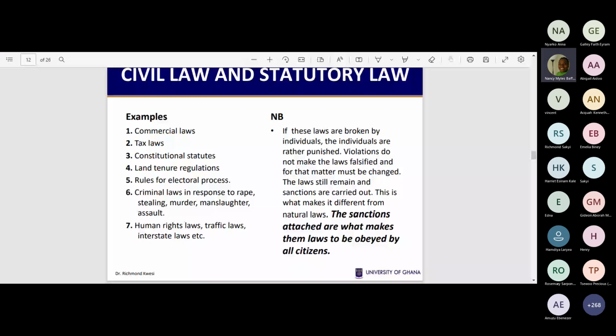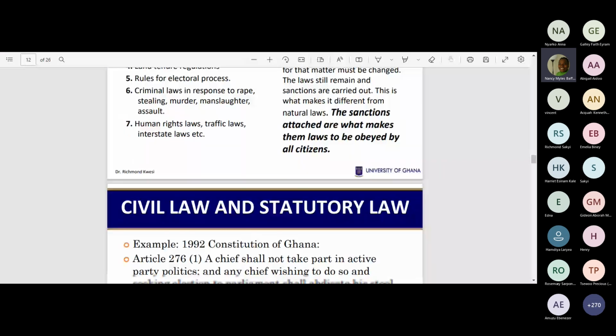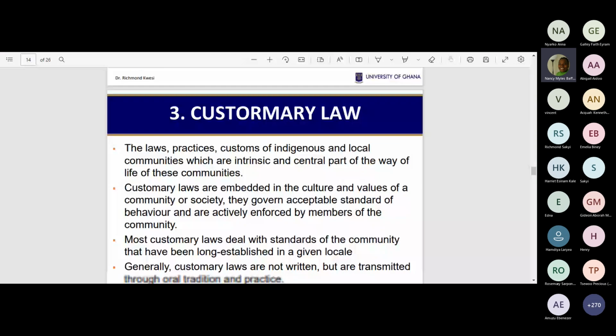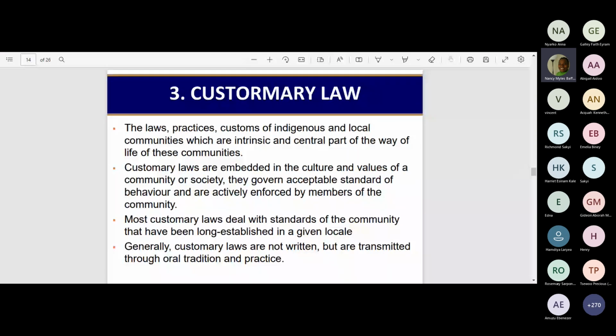So look at the right side down there. The sanctions attached are what makes them laws to be obeyed by citizens. So they are actual laws. Why? They require you to obey. They are not just law-like. Example for you about how chiefs should conduct themselves. These are for those who want to do law. We gave some examples that whet your appetite and then pursue them with some background knowledge. Okay, some more examples for you.